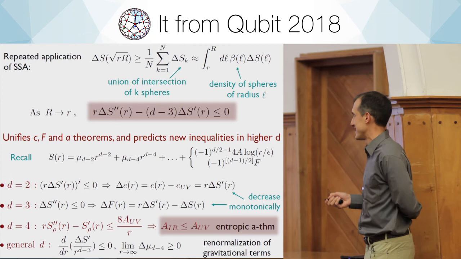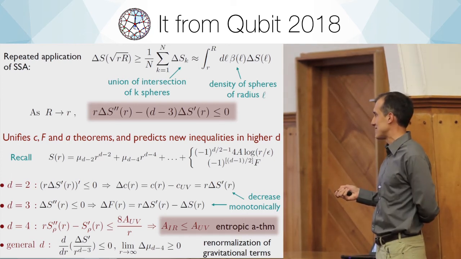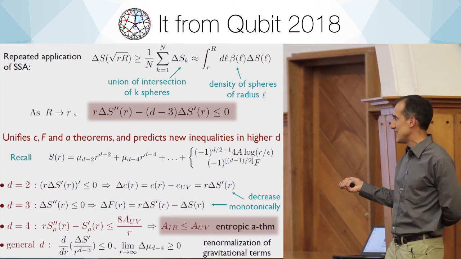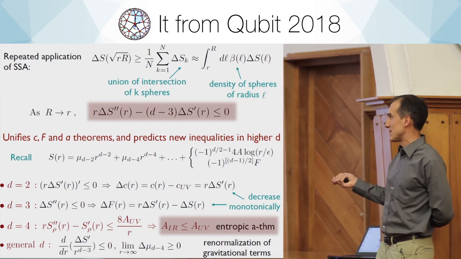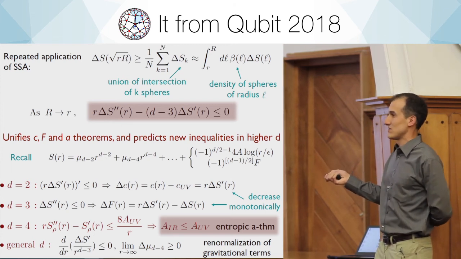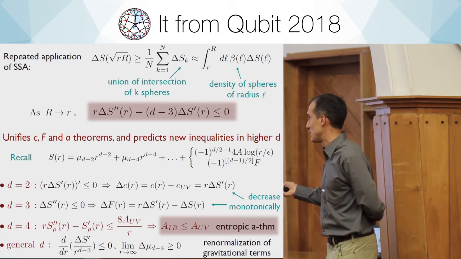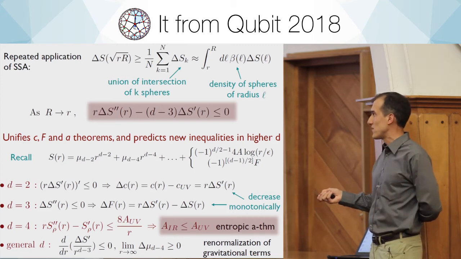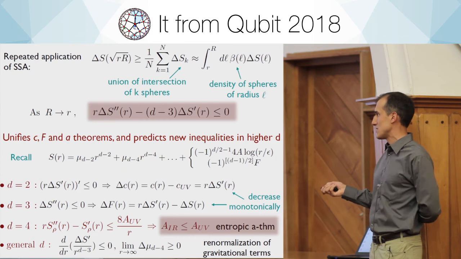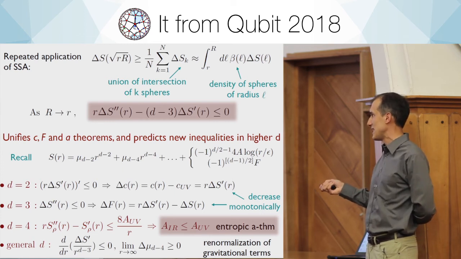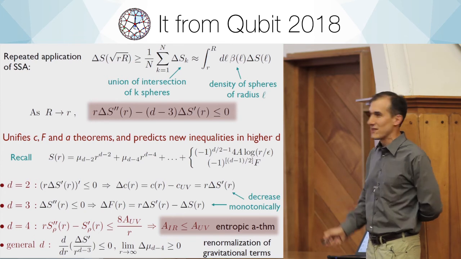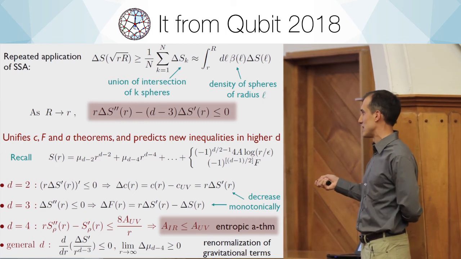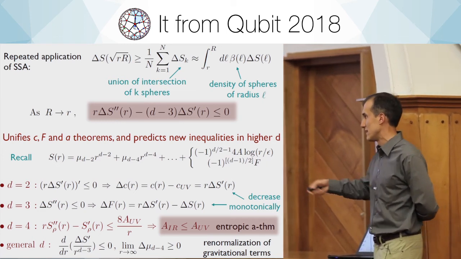I'm almost done. This is the last slide. So in d equals 2, it basically says that this combination delta C, defined as R times the first derivative in delta S, decreases monotonically. And this is a quantity that is 0 in the UV, and in the IR, it measures the difference between central charges. So in d equals 2, we get the C theorem and a monotonic interpolating function. In d equals 3, something similar happens. You can define this combination, which is r times the first derivative of delta S minus delta S, and then this equation implies that delta F is less than 0. And it interpolates again between 0 and the change in this constant term F. So again, you get the F theorem and an interpolating function.